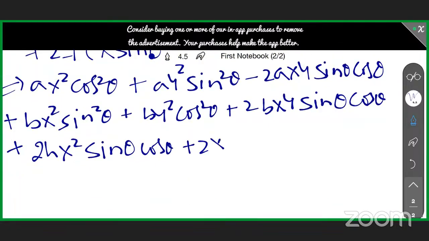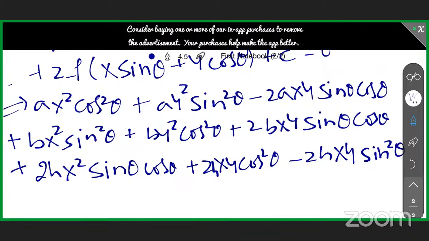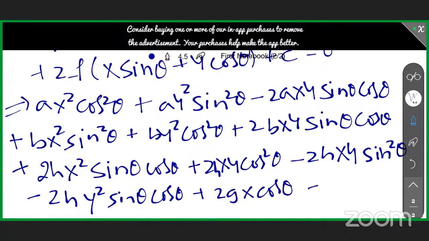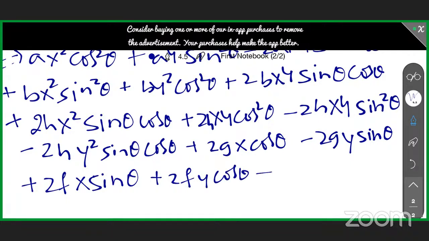plus 2hxy cos square theta minus 2hxy sin square theta minus 2hy square sin theta cos theta plus 2gx cos theta minus 2gy sin theta plus 2fx sin theta plus 2fy cos theta plus c is equal to 0.